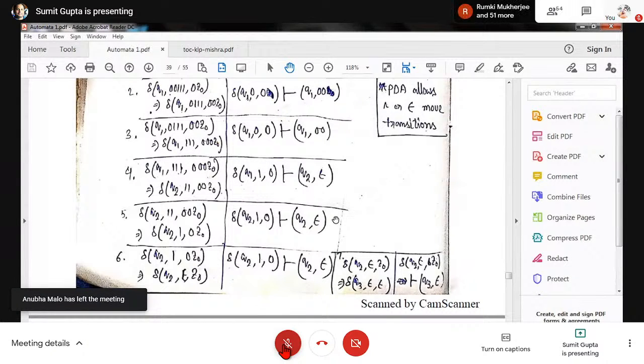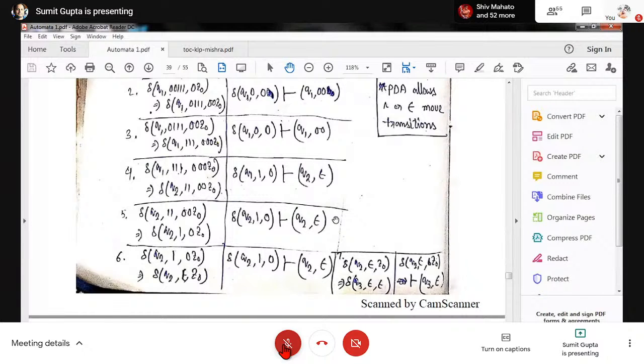So if this is the process, after processing all the zeros and ones, in the end the stack should be empty. So empty stack would indicate that the whole string has been successfully processed and all the zeros have been equated with all ones. That shows the equal number of zeros and ones. Because if in the end we have an extra 0 in the stack, that shows that a 0 was extra, or we have unequal number of zeros and ones.